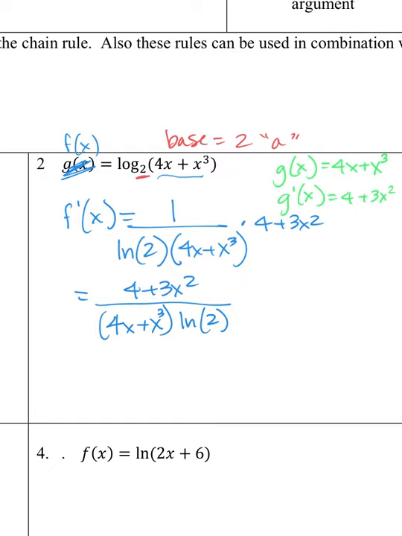There's one thing we can do in the denominator, and that would be, if you notice, there is a GCF of an x. So our final answer would have that GCF, and we would end up with 4 plus 3x squared over x, parenthesis, 4 plus x squared, ln, natural log of 2. So that's number 2. Let's go on and look at number 4.